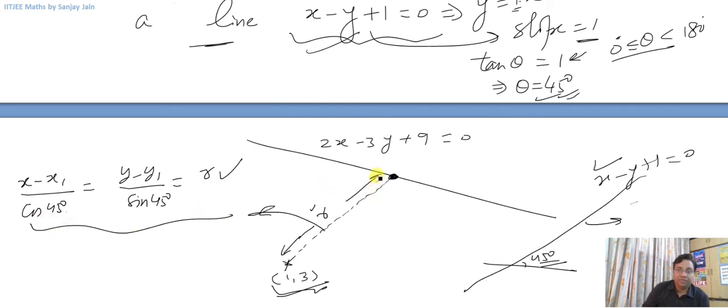Otherwise you could have simply considered the coordinates of this point as x1 plus r cos 45, right? What is x1? This is 1. So 1 plus r cos 45. What is cos 45? It is 1 by root 2. Comma, y1 plus r sine 45. What is y1? It is 3. So 3 plus r sine 45, that means r into 1 by root 2. So you can take the coordinates of this point, which we have considered to be at a distance r from this point, as these coordinates.